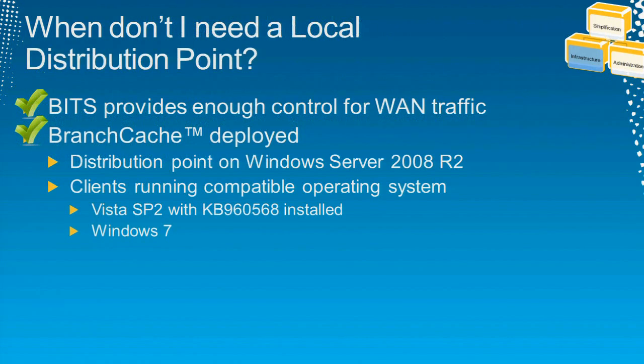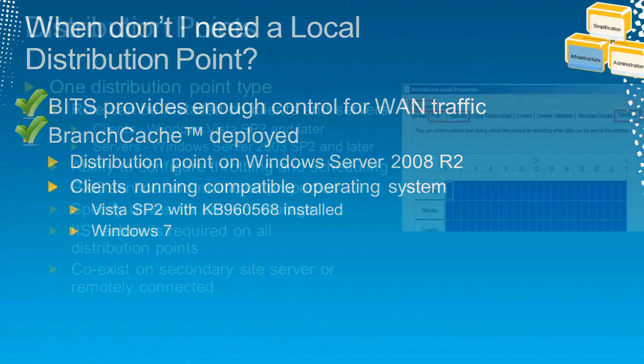When don't you need a local DP across the WAN? Again, obviously the opposite of the previous slide. When BITS does give you enough control for the download of content, or you've implemented BranchCache. So you have Windows Server 2008 R2 DPs, and you have Windows 7 boxes or Vista with the hotfix installed, so a single client can download content from a BranchCache-enabled DP and then share it locally with other clients at the end of that subnet. Then you wouldn't have to have a DP there because you can use BranchCache. That's available, obviously, in the 2007 R2 or SP2 product. You can start taking advantage of BranchCache today. And we still do support that in Configuration Manager 2012.